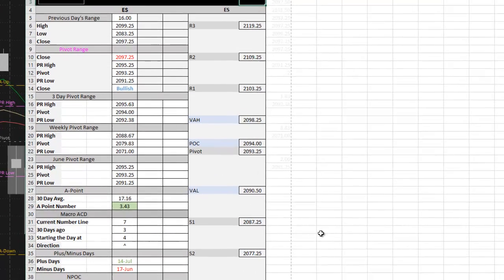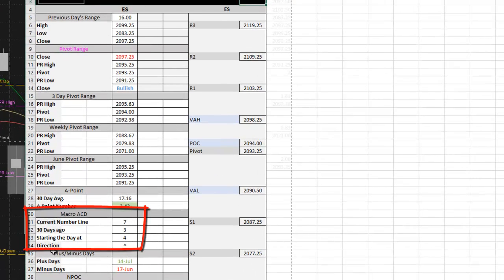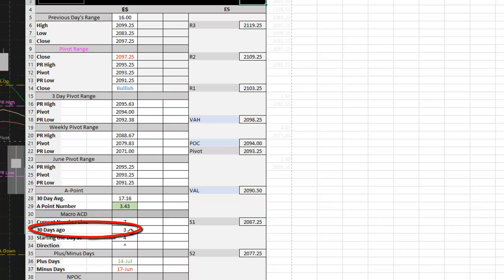I'm going to show you that on the macro numbers, we had a current number line of 7, and 30 days ago we had a +3 day. You drop the 3 today, so at the start of today, we have a +4. But the thing I want to point out is that 30 days ago, we had a +3.